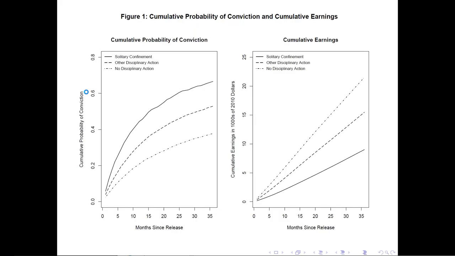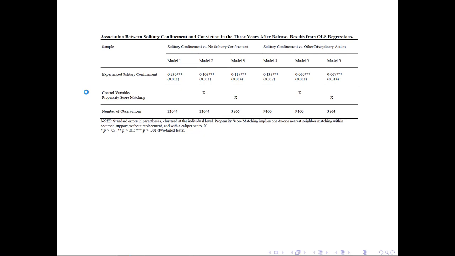Okay, things that we can see now. This is just how large the descriptive difference is in the cumulative probability of being convicted for a new crime and in cumulative earnings over this period. You see that just descriptively there are very large differences between folks who end up in solitary, folks who just end up with other disciplinary infractions, and folks who don't experience any sanctions while they're incarcerated.